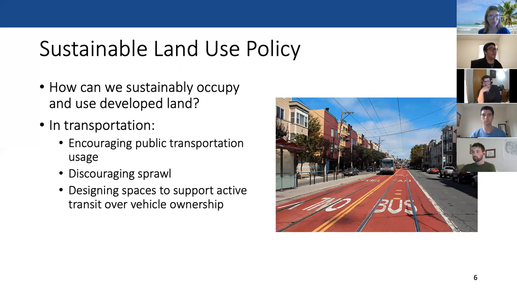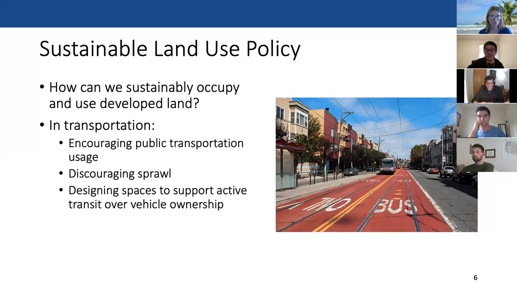The types of things that I'm most familiar with are in transportation, although obviously land use affects many other sectors. So encouraging public transportation, discouraging sprawl, supporting active transit over vehicle ownership. There are many examples of programs where they take a 4-lane street and convert it into just 2 lanes, and then they have extra support for protected bike lanes and larger sidewalks, a lot of support for active transit essentially. For folks who are interested in this topic, take some classes from Susan Handy. She's a professor in ESP and is one of the lead specialists in the entire world on this topic.